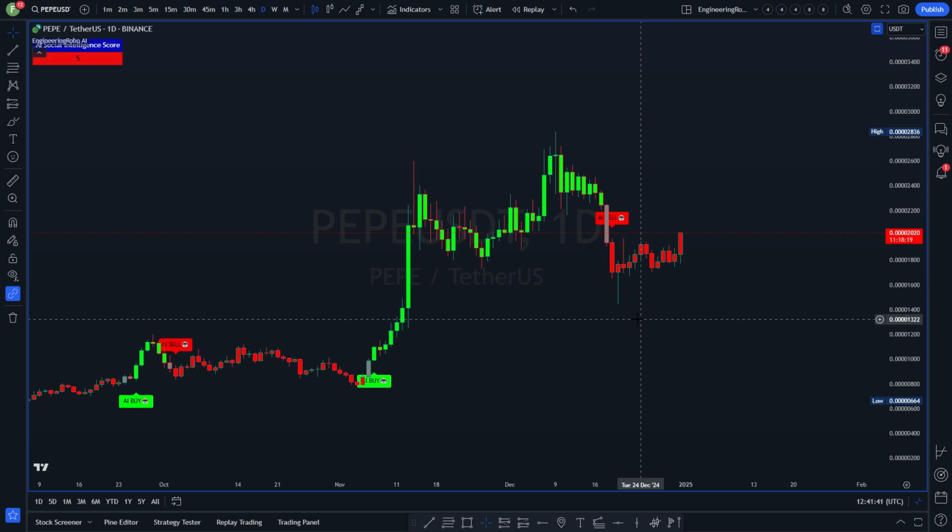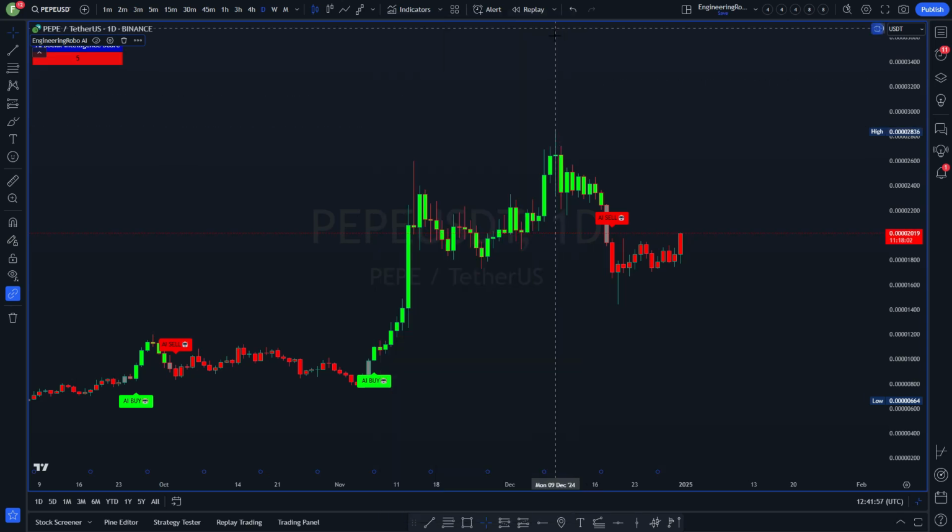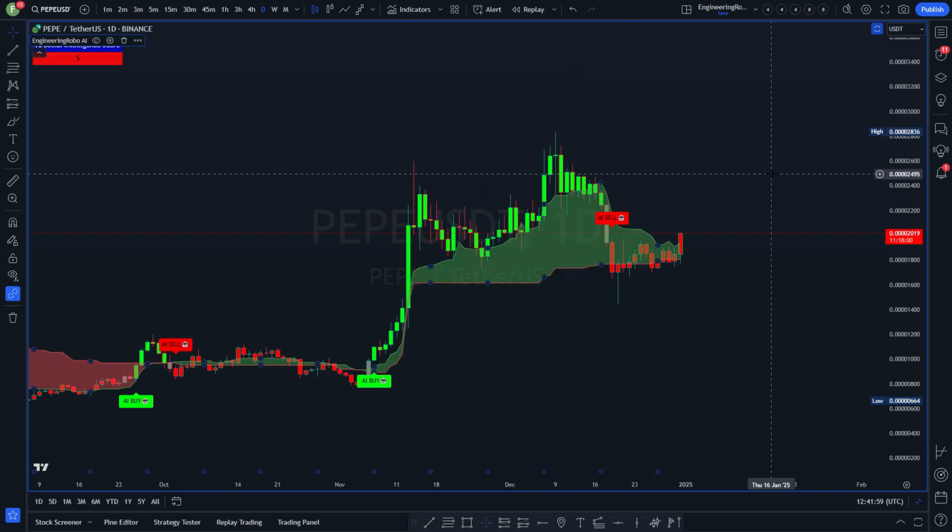Now, when we're looking at signals and reading EngineeringRobo AI, we do often want to be pairing this up to have a minimum of 3 signals. At the moment, if I switch on the cloud setting, I would like to see what the cloud is telling us on a daily time frame. So it's currently green, so we don't have the triggers to enter this sell at the moment.